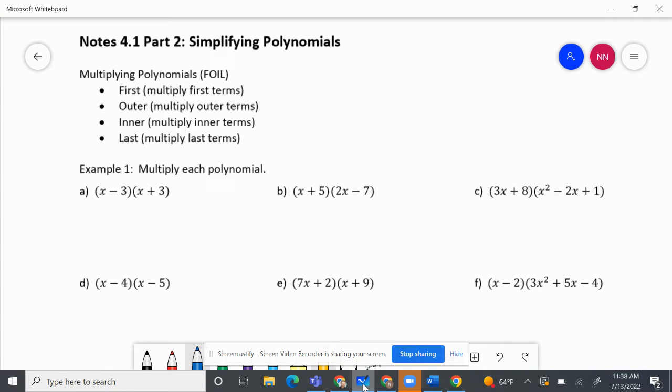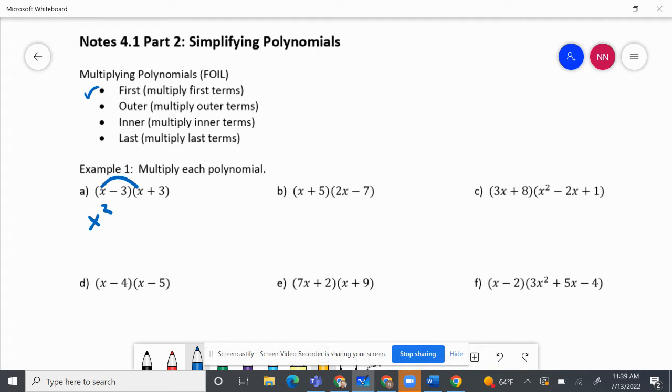We're going to continue simplifying polynomials. What we're going to do is look at multiplying polynomials. We're going to use the word FOIL, and what the word FOIL stands for is you multiply the first terms. So with our example, the first terms would be x and x. So x times x would be x squared.